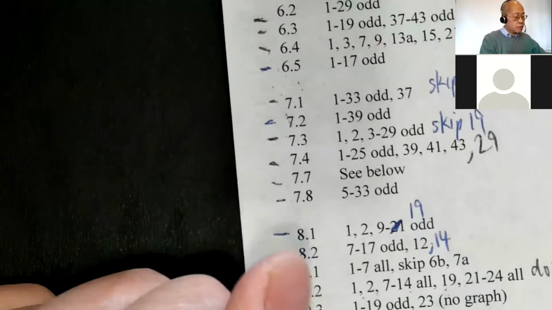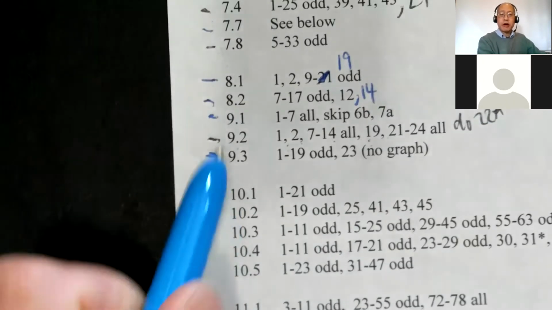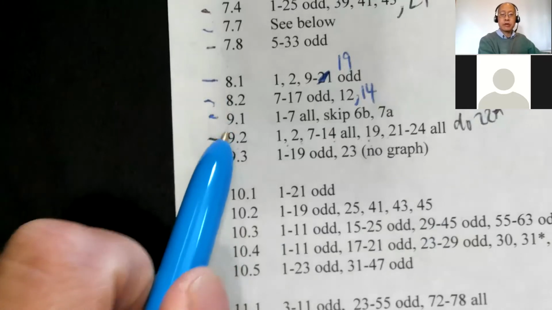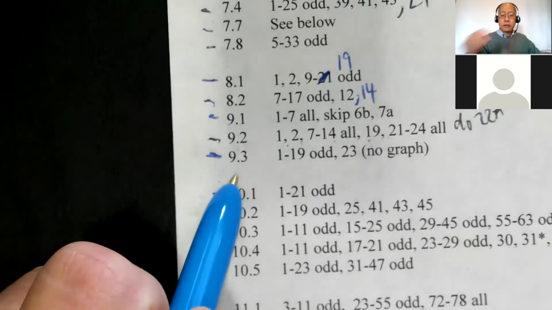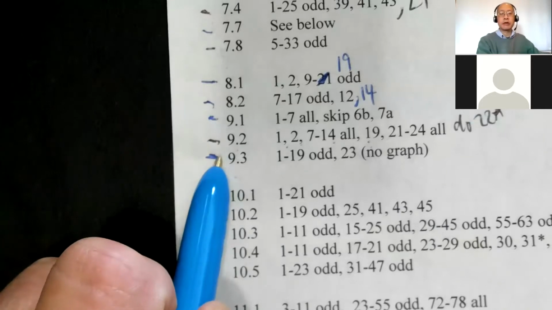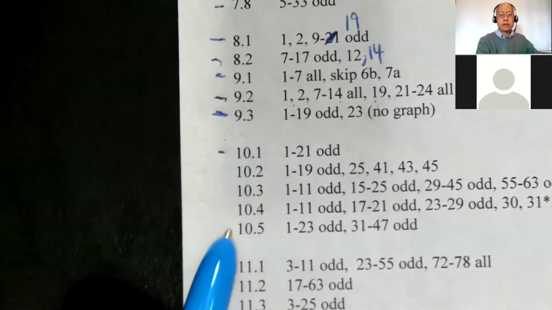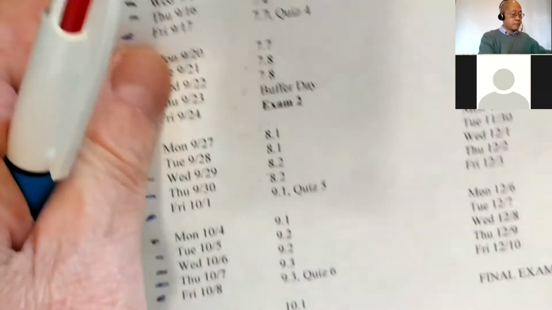So I'm starting 10.1. 10.1 will not be on the test. The exam on Friday is 8.1, 8.2, 9.1, 9.2, 9.3. Again, I tend to give about 10 questions. There are 5 sections, so the most likely scenario is I give 2 questions from each section. But I'll get started with chapter 10.